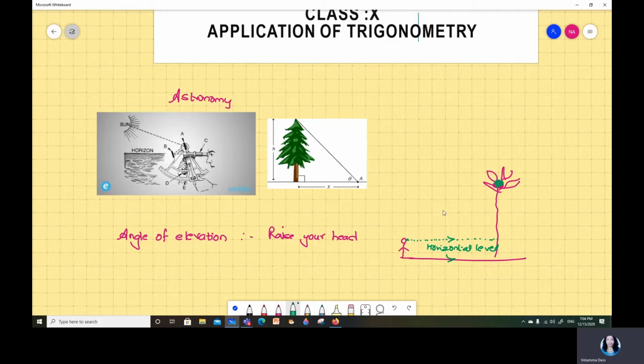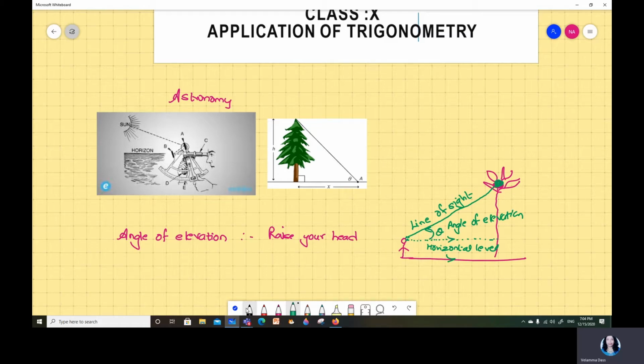Now, when we have to look at an object up, we have to raise our head, raise our eyes up, and we have to see up. So this angle that is formed, this angle that we can say theta, is called the angle of elevation. Now this line which is formed from your eye level to the object is also said to be the line of sight. So here we can say the angle of elevation of an object is nothing but this angle.